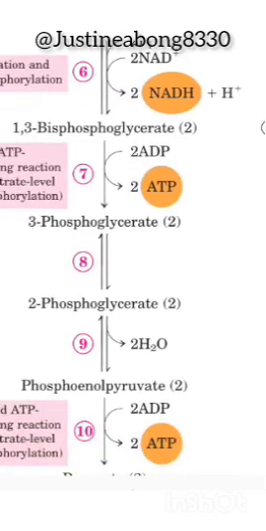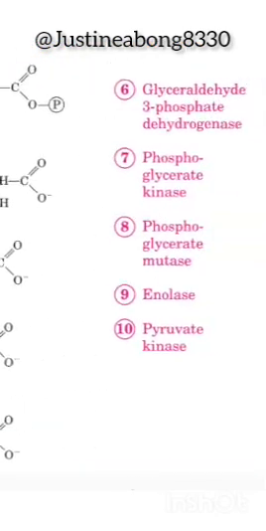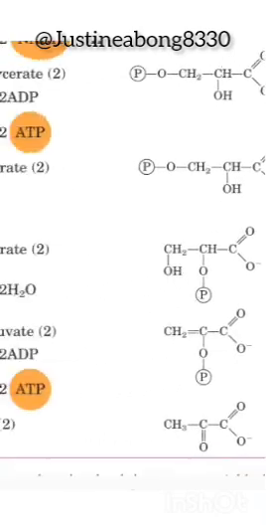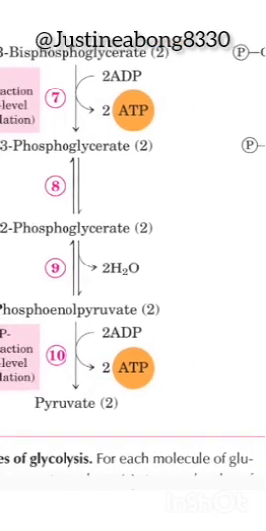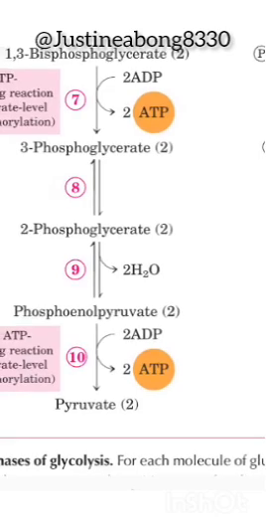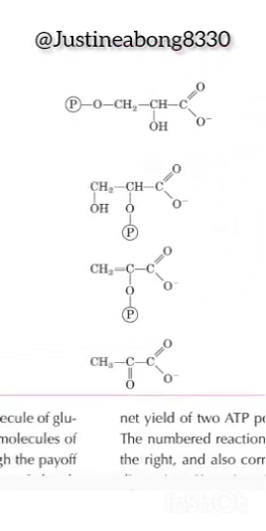So now let's move down to the 9th step, where 2-phosphoglycerate will be converted to phosphoenolpyruvate, and water is released out of the reaction. The enzyme that catalyzes that step at number 9 is enolase. And we got phosphoenolpyruvate, and phosphoenolpyruvate will be converted to the end product of glycolysis, which is pyruvate, and ATP synthesis will take place here too. The enzyme that catalyzes that step is pyruvate kinase.